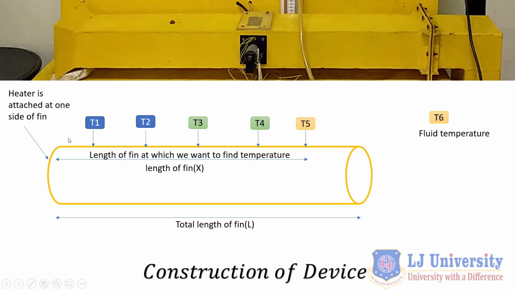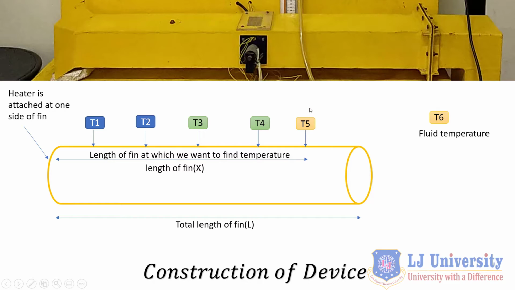Now here you can see that at different lengths of the fin, let's say this is x1 length, this is x2. At x1 length you have temperature T1, at x2 length you have temperature T2, at x3 length you have temperature T3, at x4 length of the fin you have temperature T4, and at x5 length you have temperature T5. Now let's say at any distance we want to find out the temperature at that point for a fin. So let's say at a length x of the fin, this much distance, I want to find out the temperature T5.